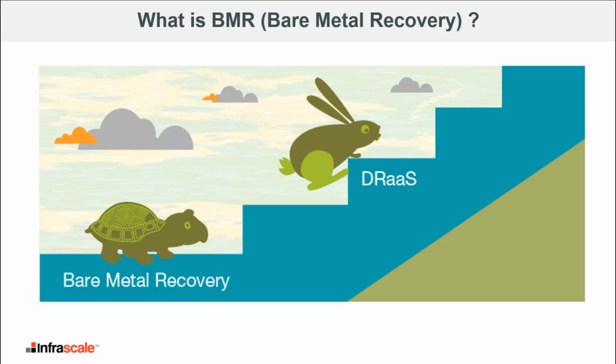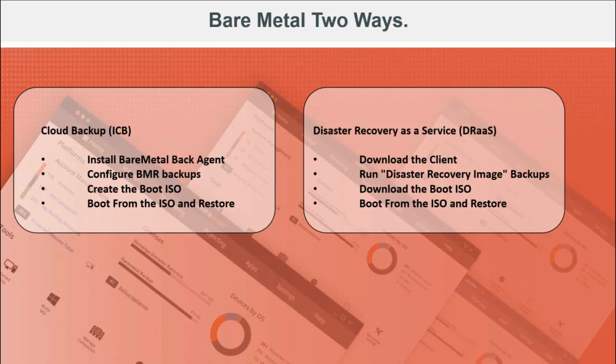Some companies actually run a mixture of our different offerings, so I wanted to highlight how bare metal recovery differs in the 2 different solutions we offer. One is our cloud backup. With cloud backup, it's simple to do bare metal recovery. We install the bare metal agent, which in cloud backup is currently a licensed option. We configure the bare metal backups. We create the boot media that we're going to recover from. Then we boot from that boot media, and we do the restore.